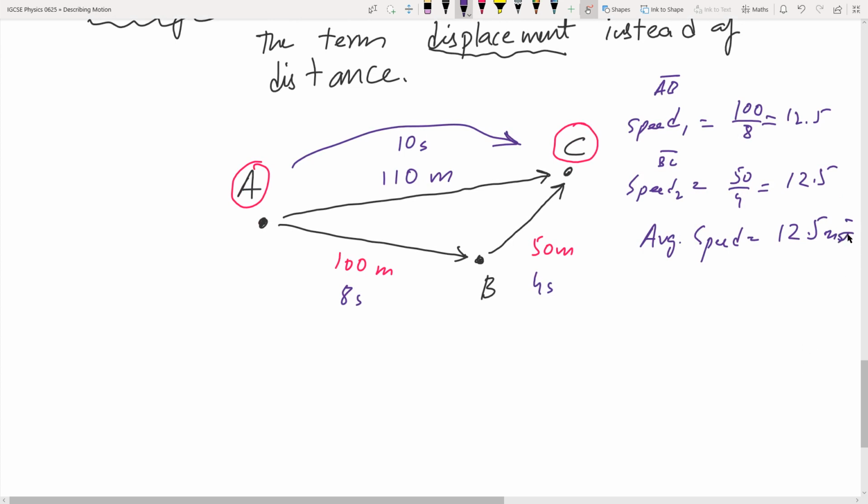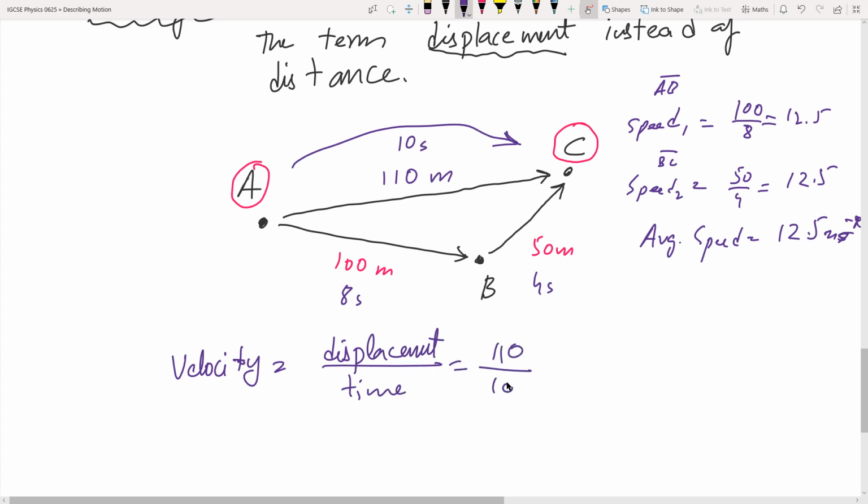Okay, at the edge I think it's a bit difficult to write. Now let's calculate the velocity. Velocity is going to be similar, but instead we will use displacement over time. Now the formula changes, we use the word displacement. So displacement over time, that is going to be 110 divided by 10 seconds. Now this is meters, so that is going to be 11 meters per second, right?